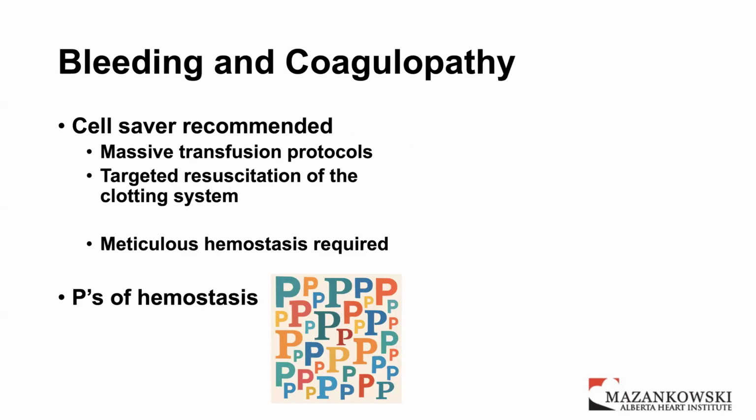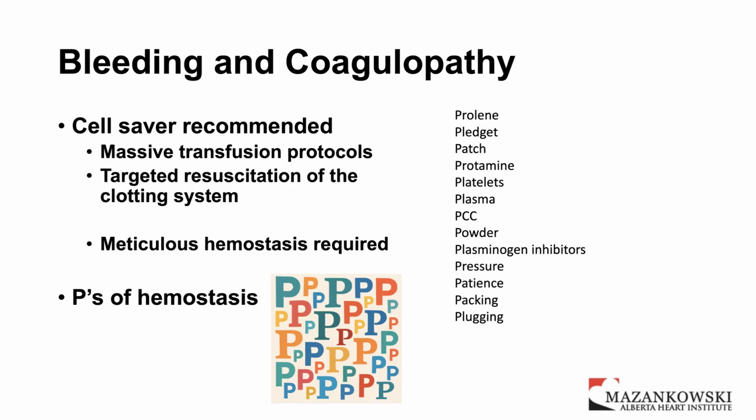Bleeding and coagulopathy, absolutely you need a cell saver. You have to have a plan for massive transfusion protocols. I think what's really changed over the last 10 years is targeted resuscitation of the clotting system. Having a ROTEM done where you can actually see that the platelet function is not the issue. This patient needs more fibrinogen. You can't overstate meticulous hemostasis, and I always talk about the P's of hemostasis.